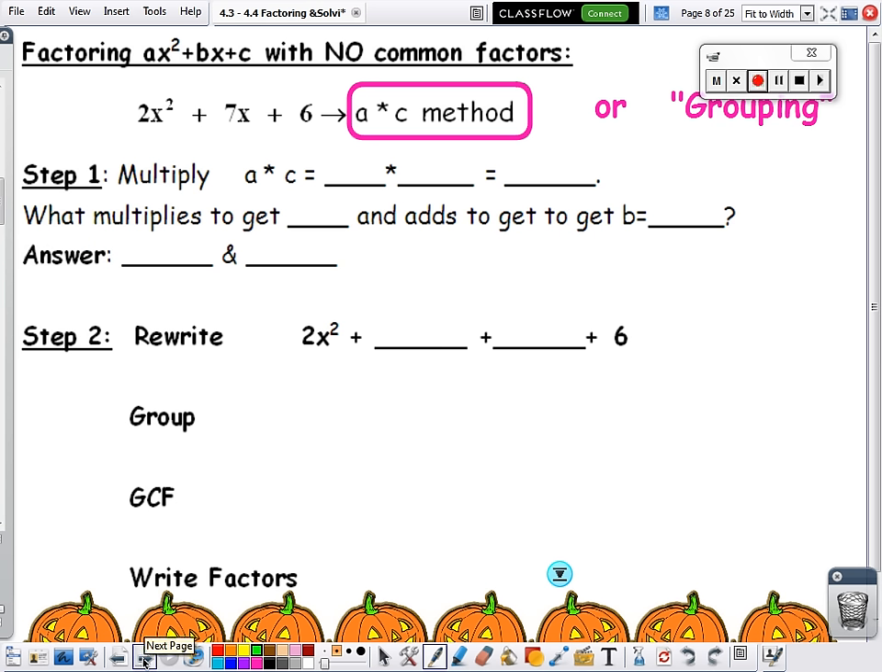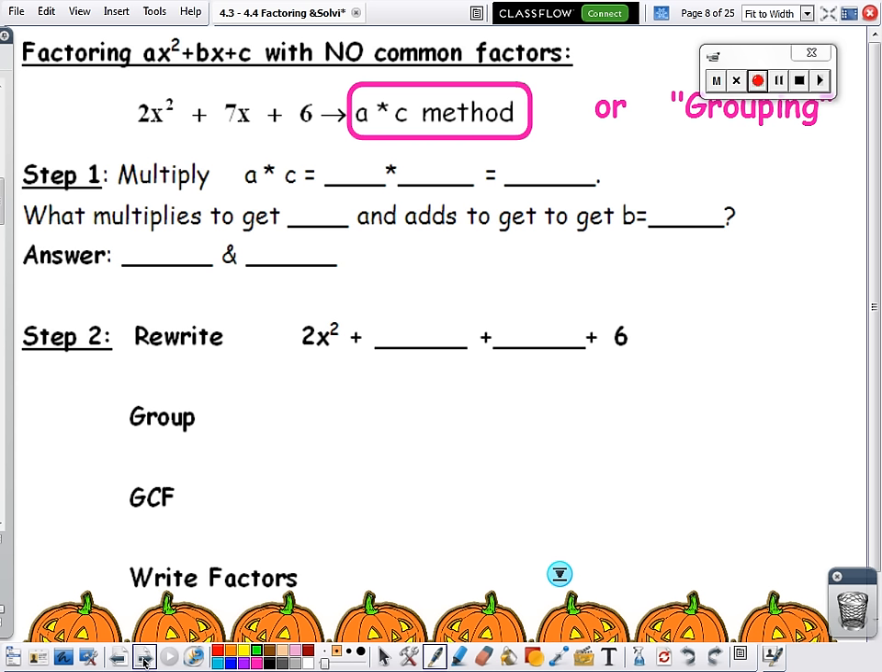So the final method that we have, we've gone over GCF, we've looked at the pattern difference of two squares, and we looked at grouping. This third method, the most common method that we do use, is when you have 3 terms. Okay, this is a trinomial that we are trying to factor.